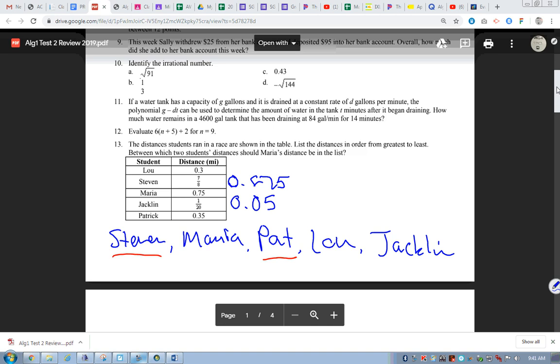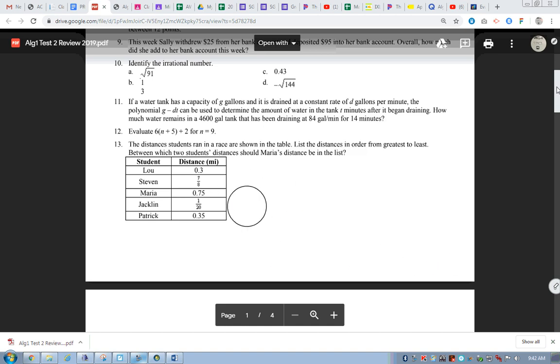Okay. Was Maria between Stephen and Patrick? Any answer key? Yeah, well, it's the decimals. Oh, they give you the decimals. Okay. All right. Do we understand this question though? Okay. All right. Let's see. That was 13. Last question that really seems like we need to cover is probably 17.